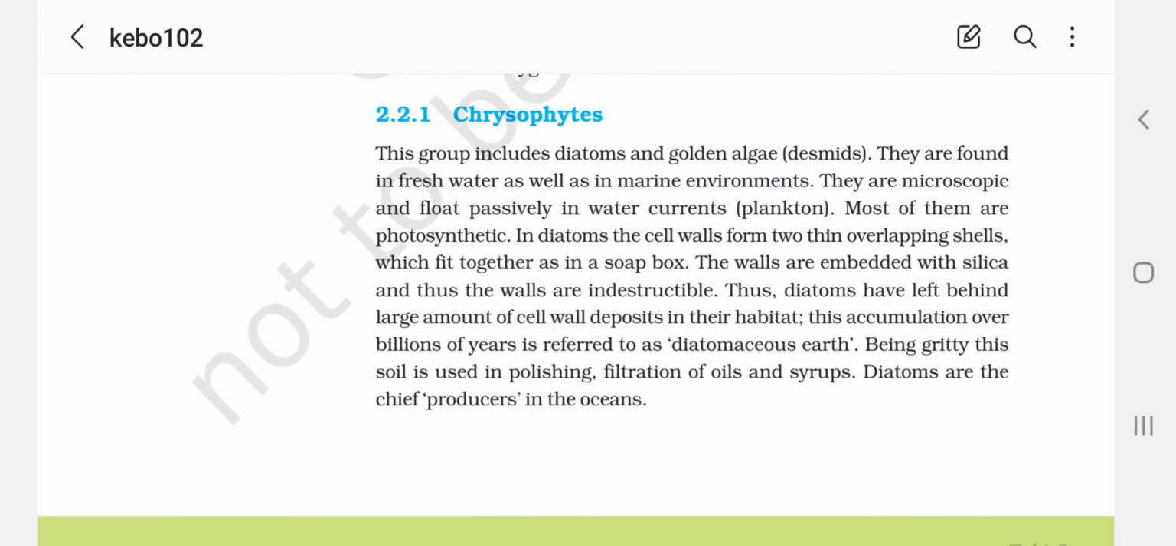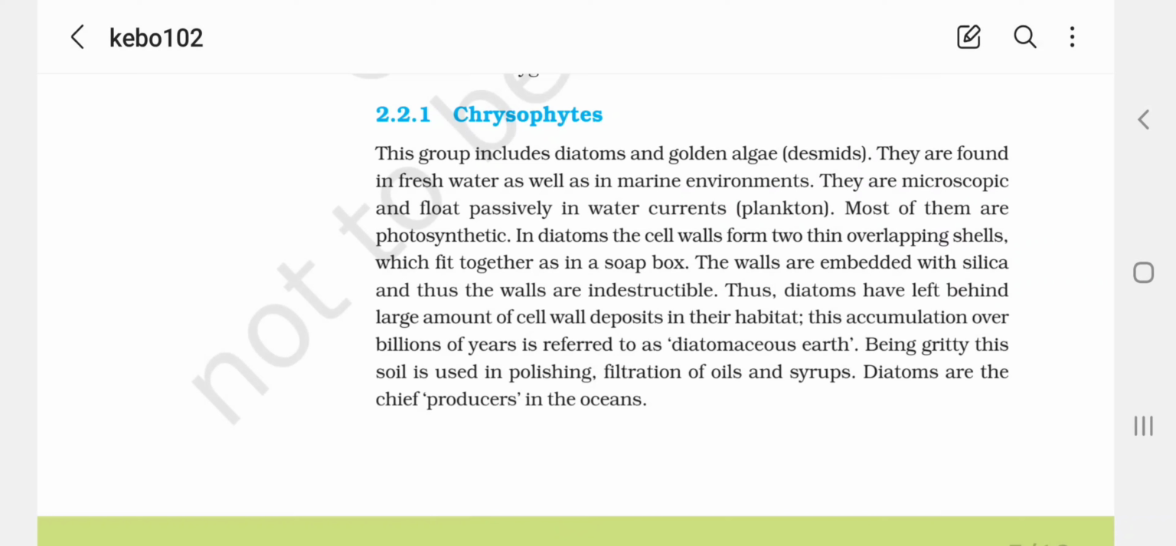2.2.1 Chrysophytes. This group includes diatoms and golden algae, desmids. They are found in fresh water as well as in marine environments. They are microscopic and float passively in water currents, plankton. Most of them are photosynthetic.